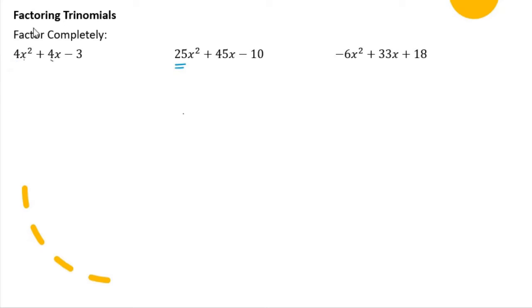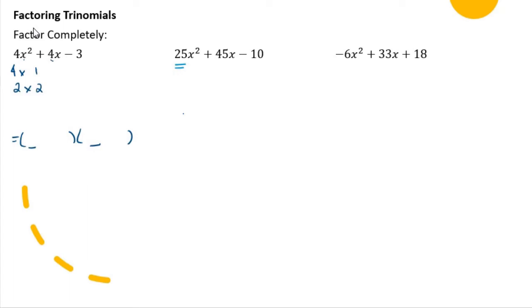Okay, let's start looking at our possibilities. I'll just draw one of them. I know it's binomial times binomial. What do I want in this first spot? I want x times x. Either 4x times 1x, or I could also use 2x times 2x.